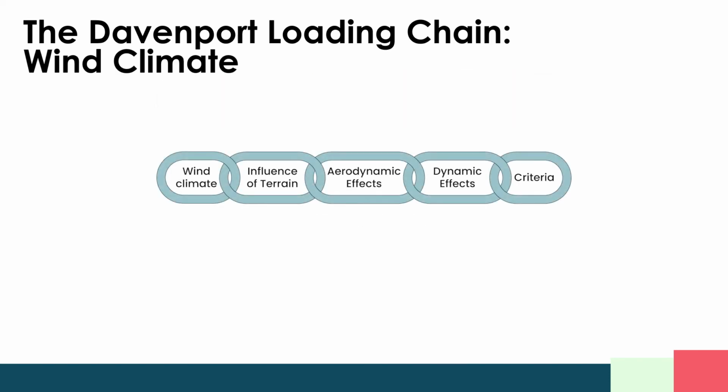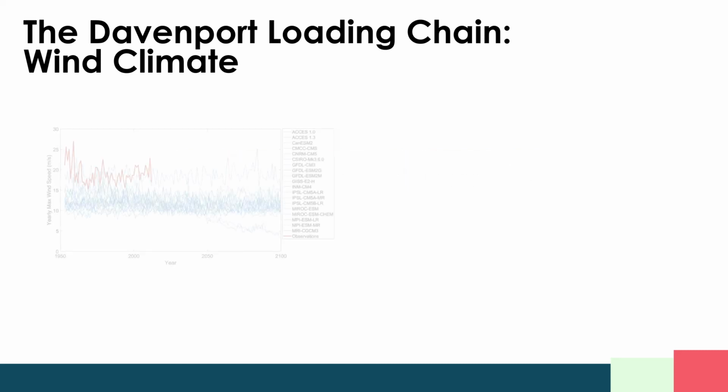When it comes to the climate change, we still use the same loading chain. The second, third, fourth, and fifth links are the same, but the information for the first link, instead of using historical measurements, we now use climate model data.